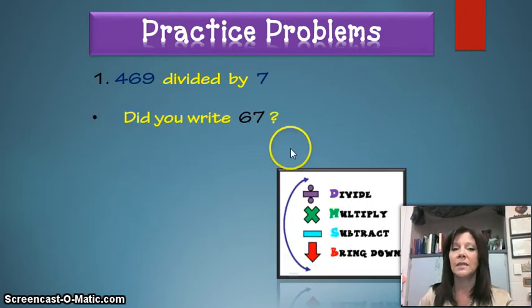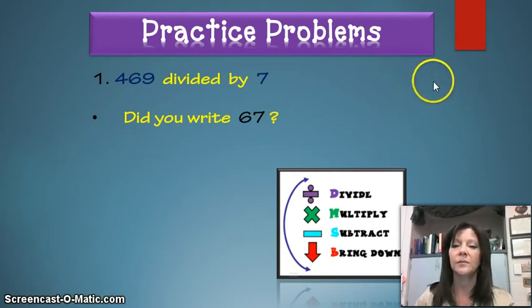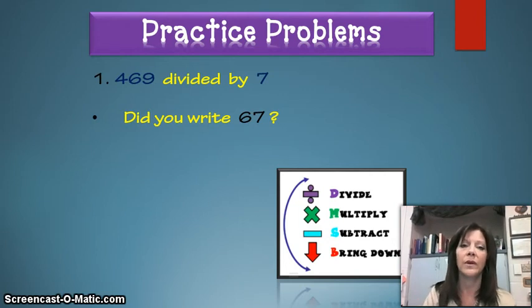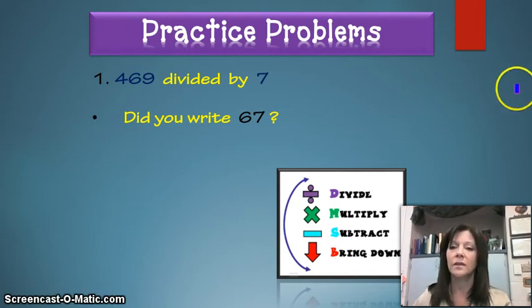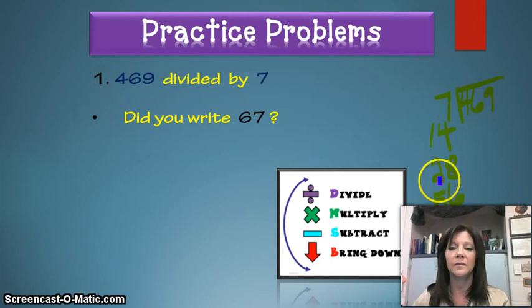All right, did you get 67? Let's see it, and let's see if we did this correctly. All right, let's try this together. So let's get my pen ready again. Okay, so let's try this. 469 divided by 7. Remember, we have to double these. So you've got 14, 28, and 56.